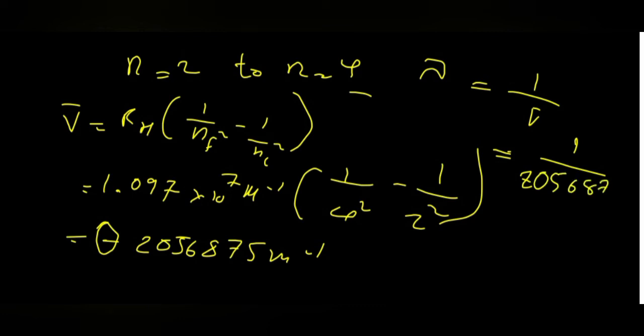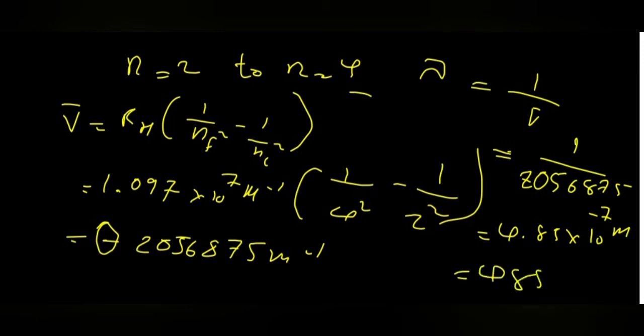When it comes to wavelength, just leave it out. So what I'm getting is 4.85 times 10 to the power negative 7 meters, which is 485 nanometers. So that is the wavelength that is involved. So that is how you can calculate the wavelength.